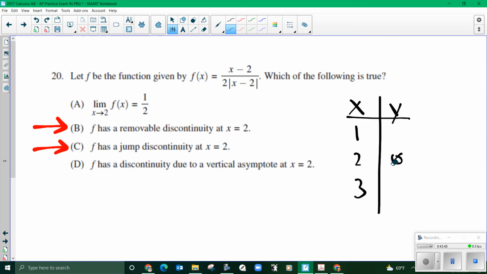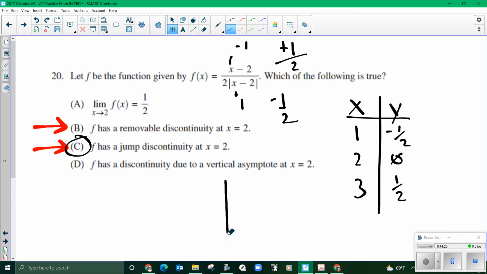If I put in a 1, 1 minus 2 is negative 1, and so I would have a negative 1 up here, and 1, okay, minus, what do we got? It's a negative 1, but it's the absolute value, so that's positive 1 times 2. I end up with negative 1/2, okay? If I put in 3, I have a positive 1 in the top, and then I still have a positive 2 in the bottom. It's positive 1/2. So there is a jump.